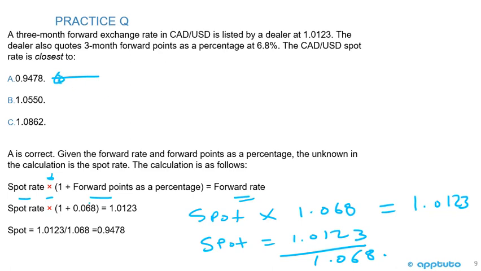Okay, not too difficult. You just have to remember that formula: spot rate times 1 plus the forward points as a percentage. So they gave us the 6.8%. Hit 6.8, hit the percentage key, add 1. It's giving us 1.068. I don't even need the calculator for that, really. And spot rate times that gives us our forward. So the spot rate is going to be the forward rate divided by that. Okay, very easy question. And that's the last slide for this LOS.